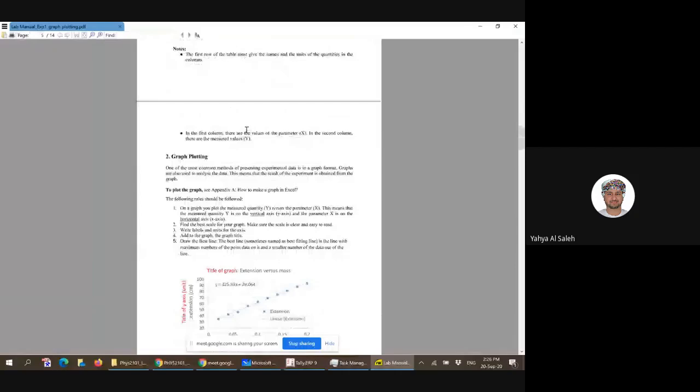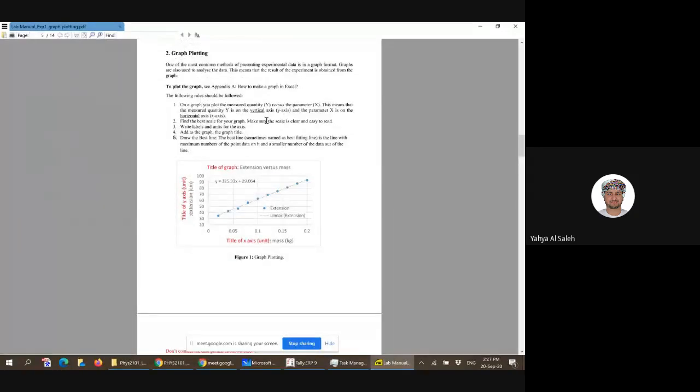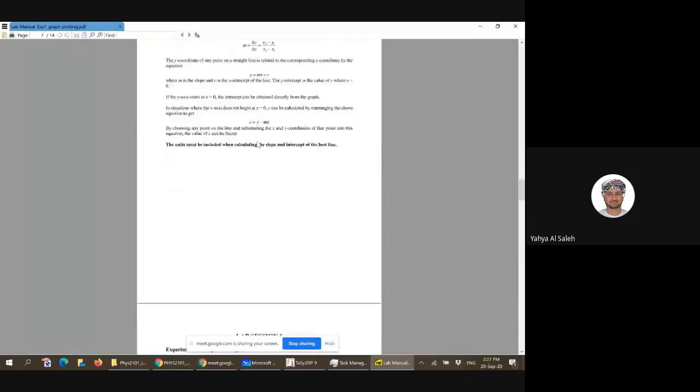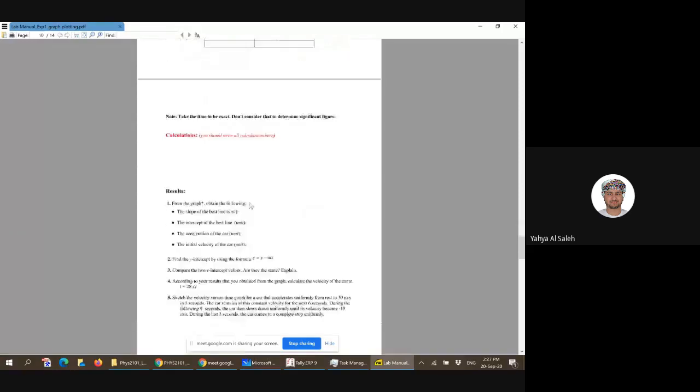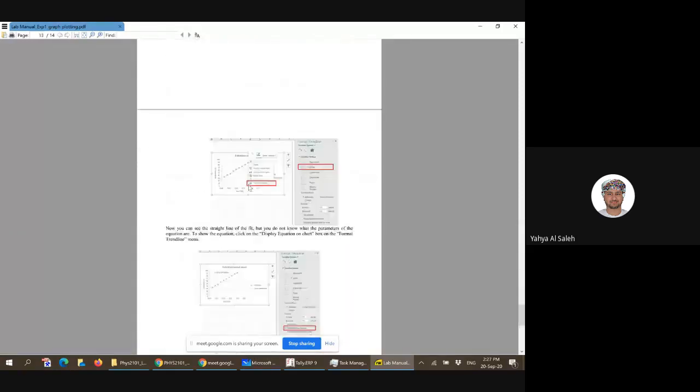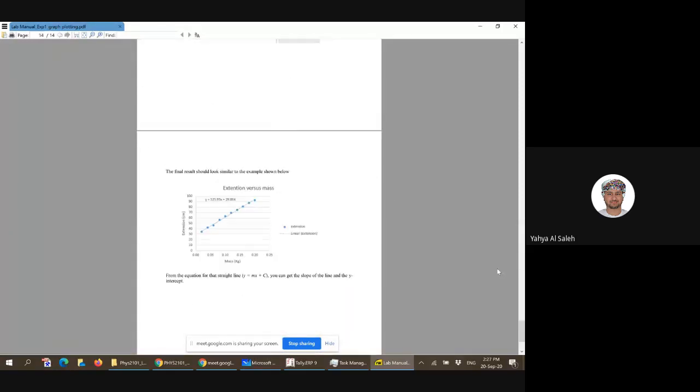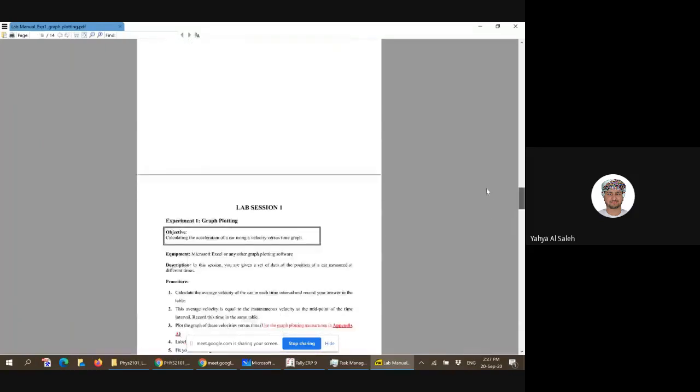It explains to you what you do. There's a bit of graphing. There's a video. There's an appendix explaining to you how to draw a graph. I will also show you how to do it. And then you have, well, this is all unique to the first lab, where you have samples of everything. And it shows you everything you need to do.